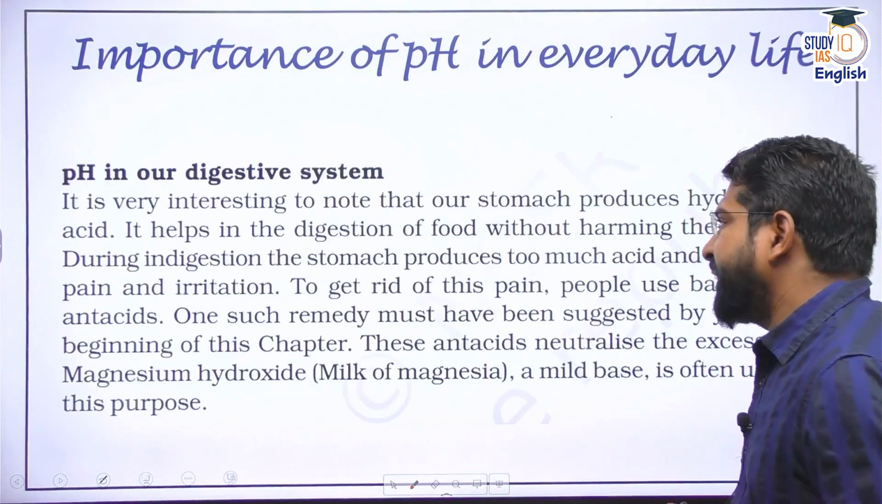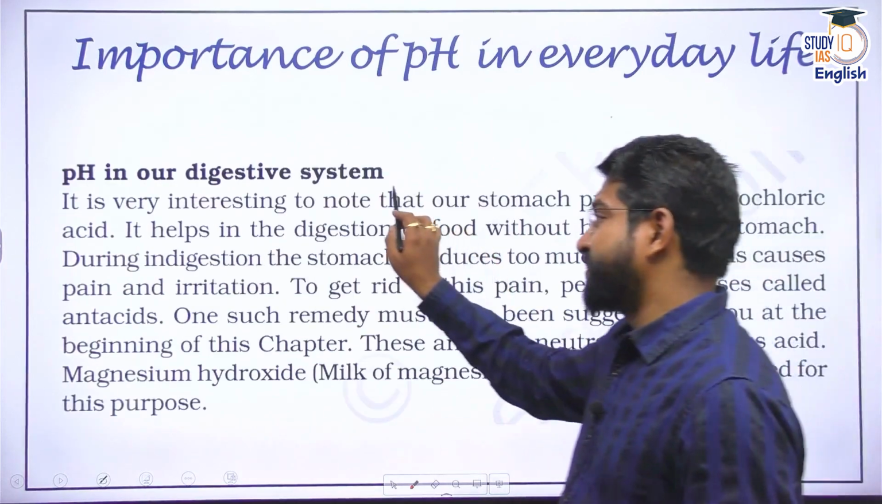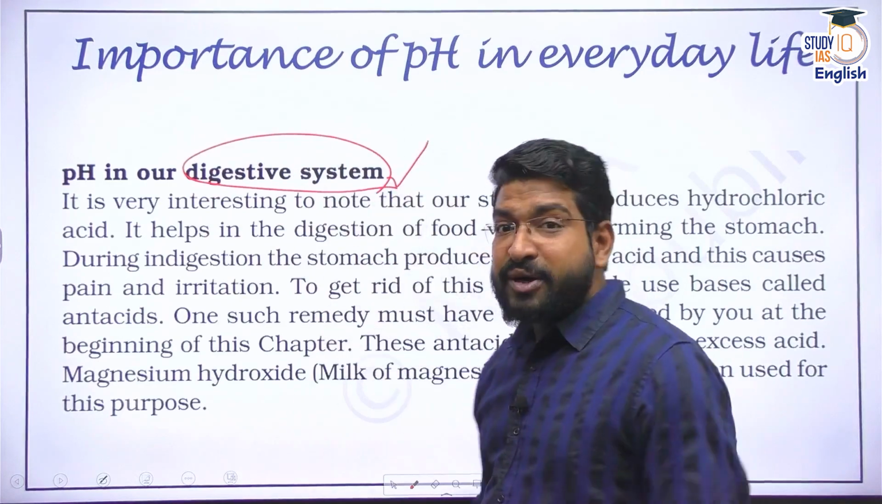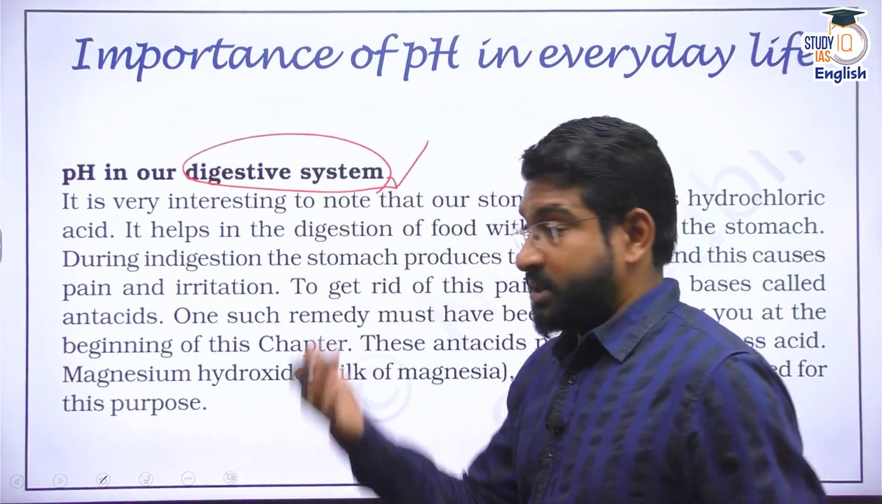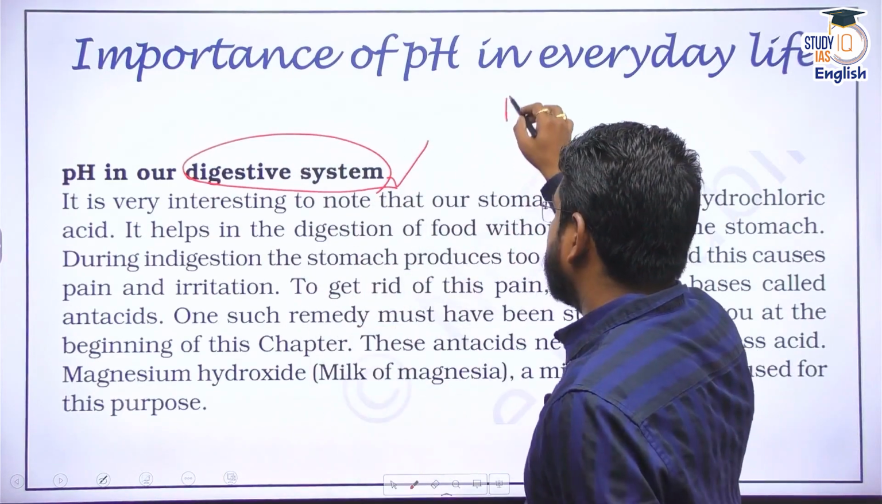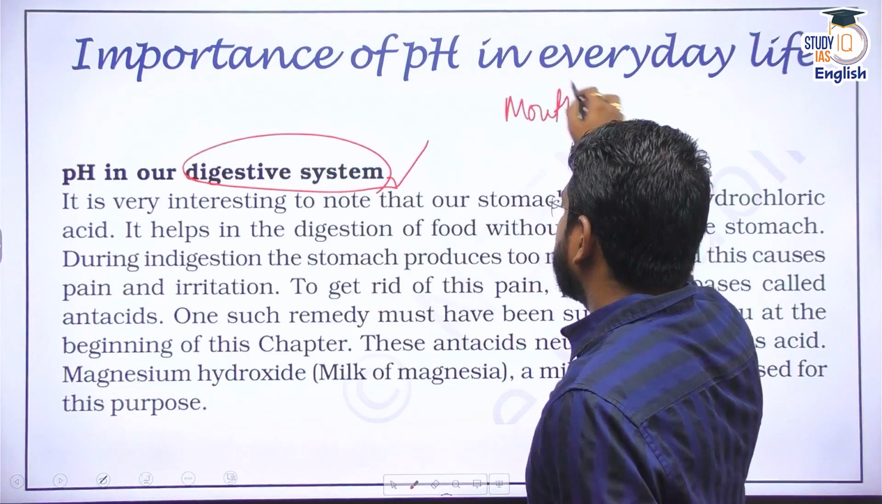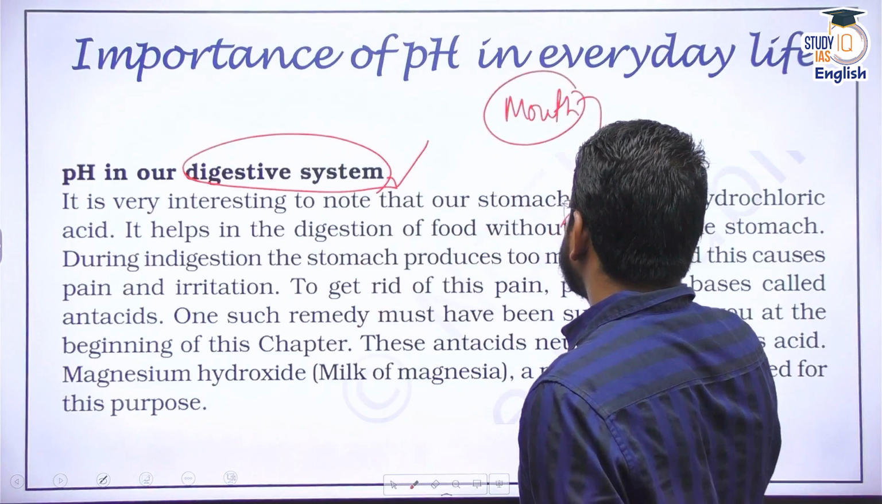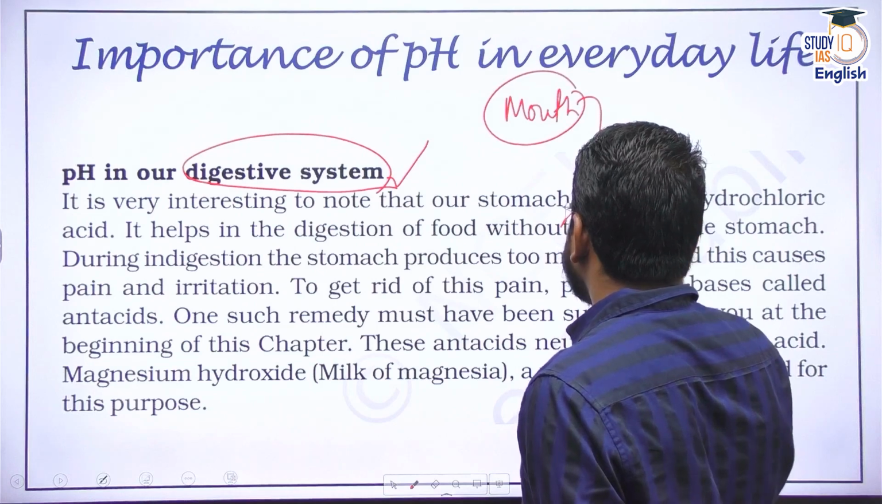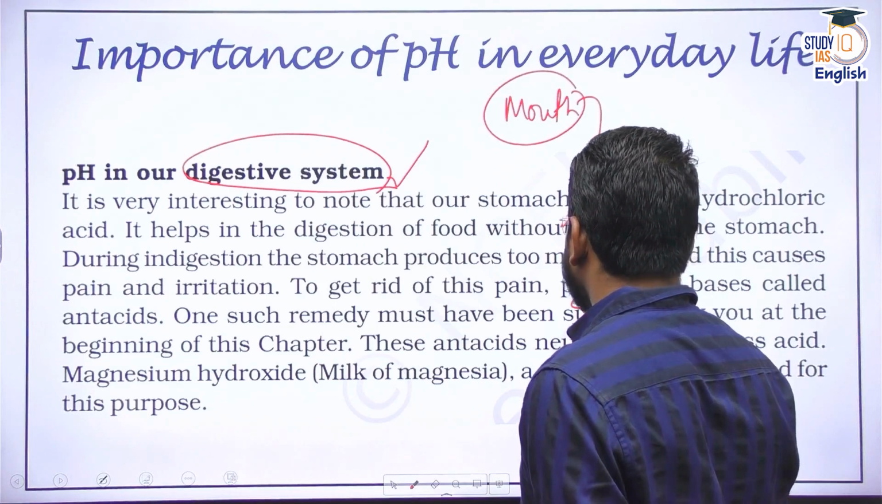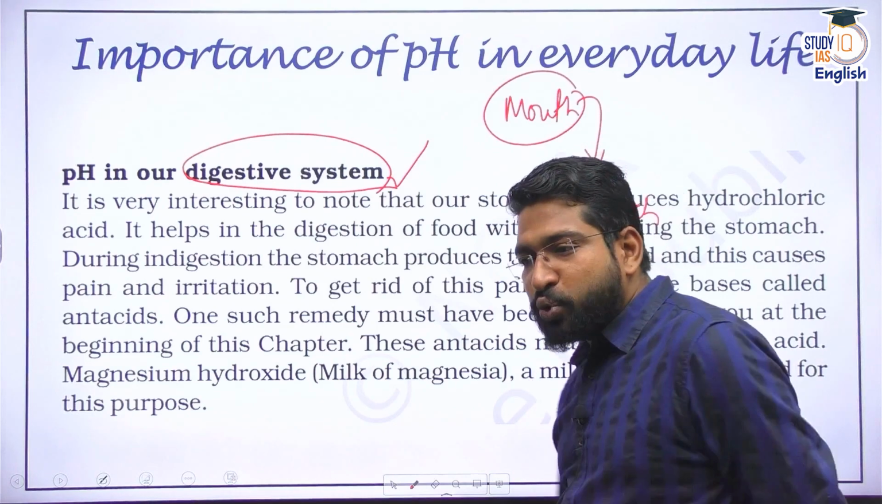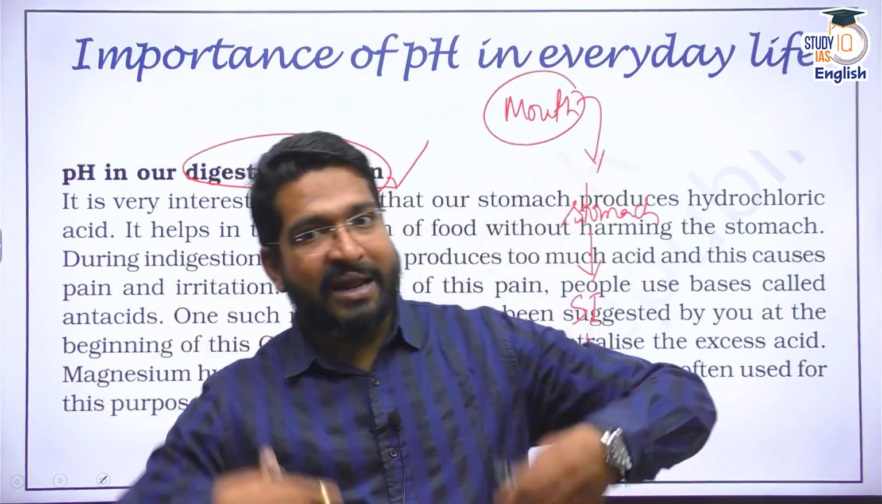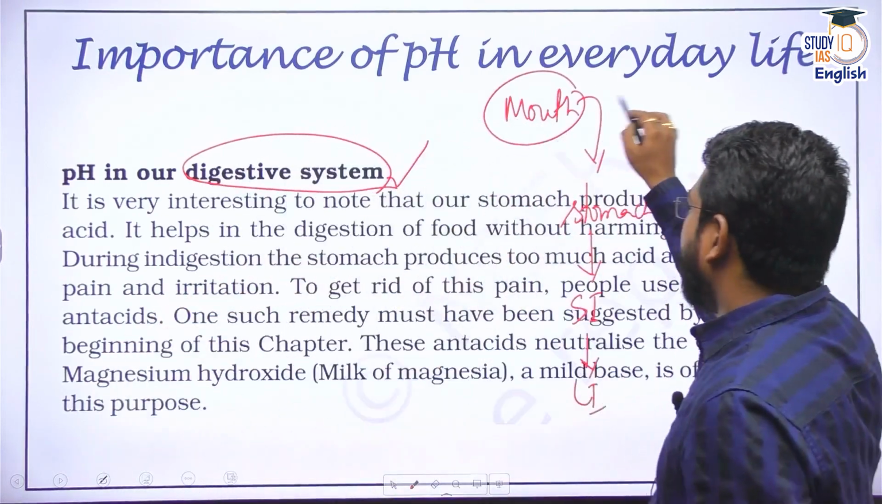Apart from that, in our day-to-day life, in our digestive system, we have a different pH setup. Our digestive system starts with the mouth. From the mouth through the esophagus, it moves to the stomach. From the stomach, we have the small intestine and the large intestine. Now, when you look at the pH of our digestive tract itself, the mouth has a basic pH.